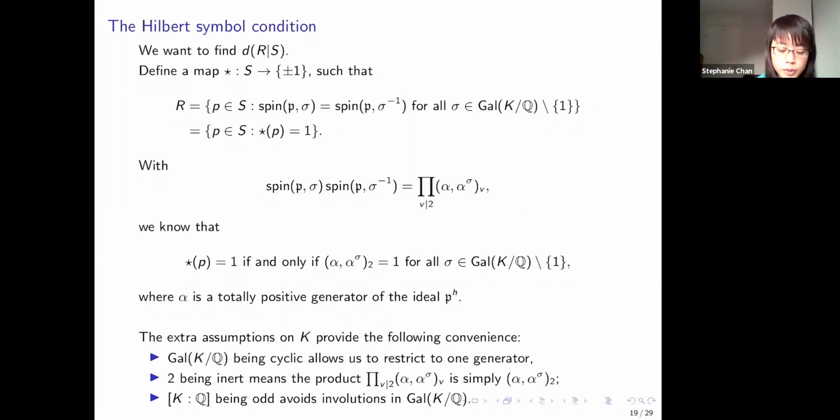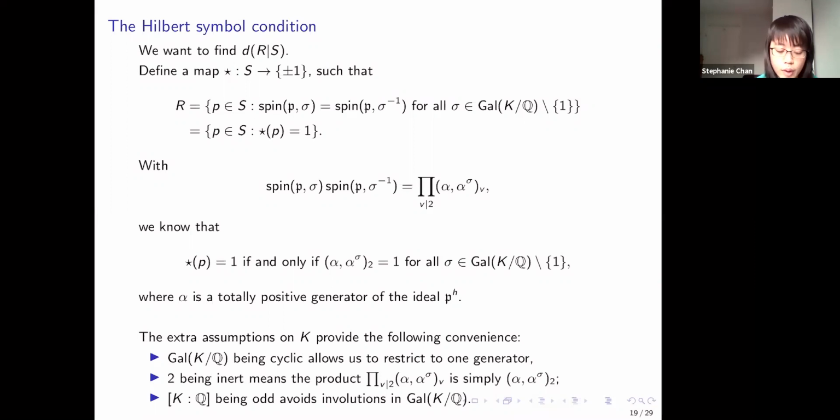And so suppose I call this condition, that spin P sigma and spin P sigma inverse agree for all sigma, the property star. So this property star holds if and only if the product of Hilbert symbols is 1 for all non-trivial sigma.